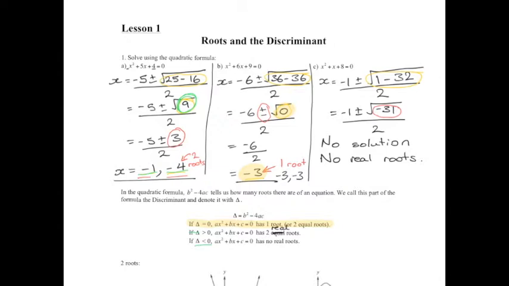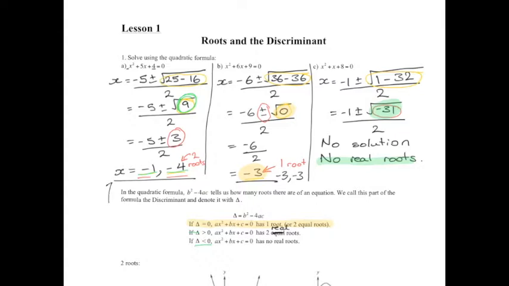So over here, where we had a negative discriminant underneath, basically, we had no real roots because there was no solution. Now, what this means for the graphs, when there's no real solution, that means there's no x-intercepts because all these solutions correspond to x-intercepts.